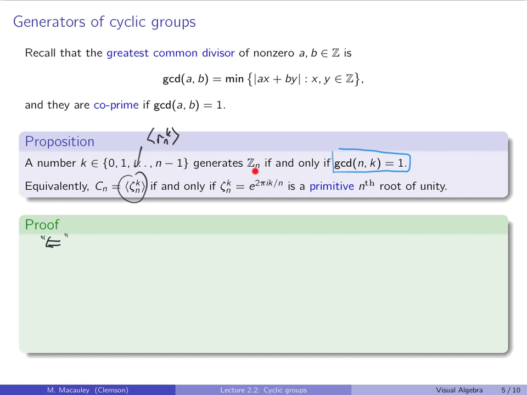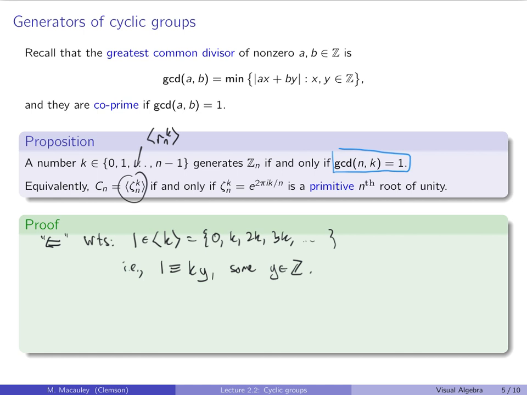Well, k generates Zn if some multiple of k is equal to 1, right? Because if we can get 1, we can get everything. Conversely, if we miss 1, we won't get everything. So we want to show that 1 is in the subgroup generated by k. And remember that that's just 0, k, 2k, 3k, and so on. It's an infinite list, but it's, of course, going to wrap back around. So we want to show that 1 can be written as some multiple of k. So how do we do that? When I say 1 is some multiple of k, of course, we're working mod n. And so what I really am saying is that 1 is equal to ky for some integer y.